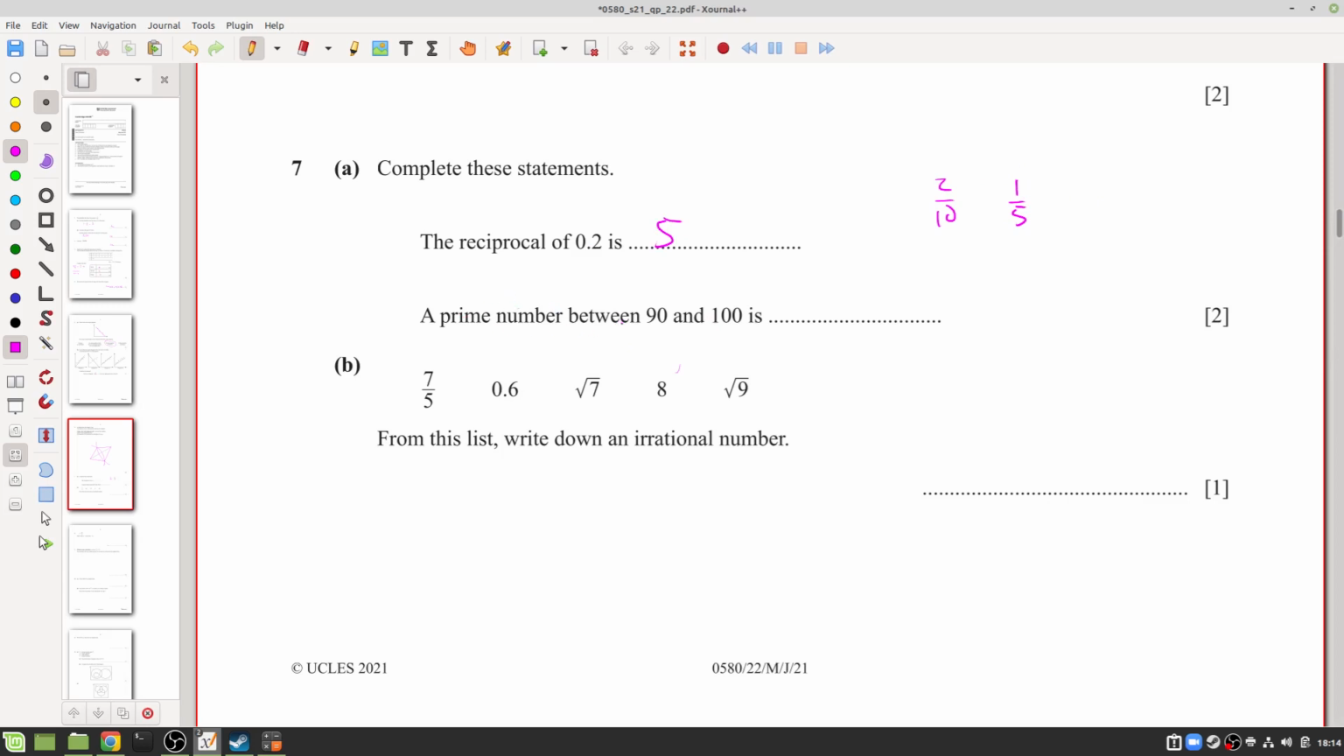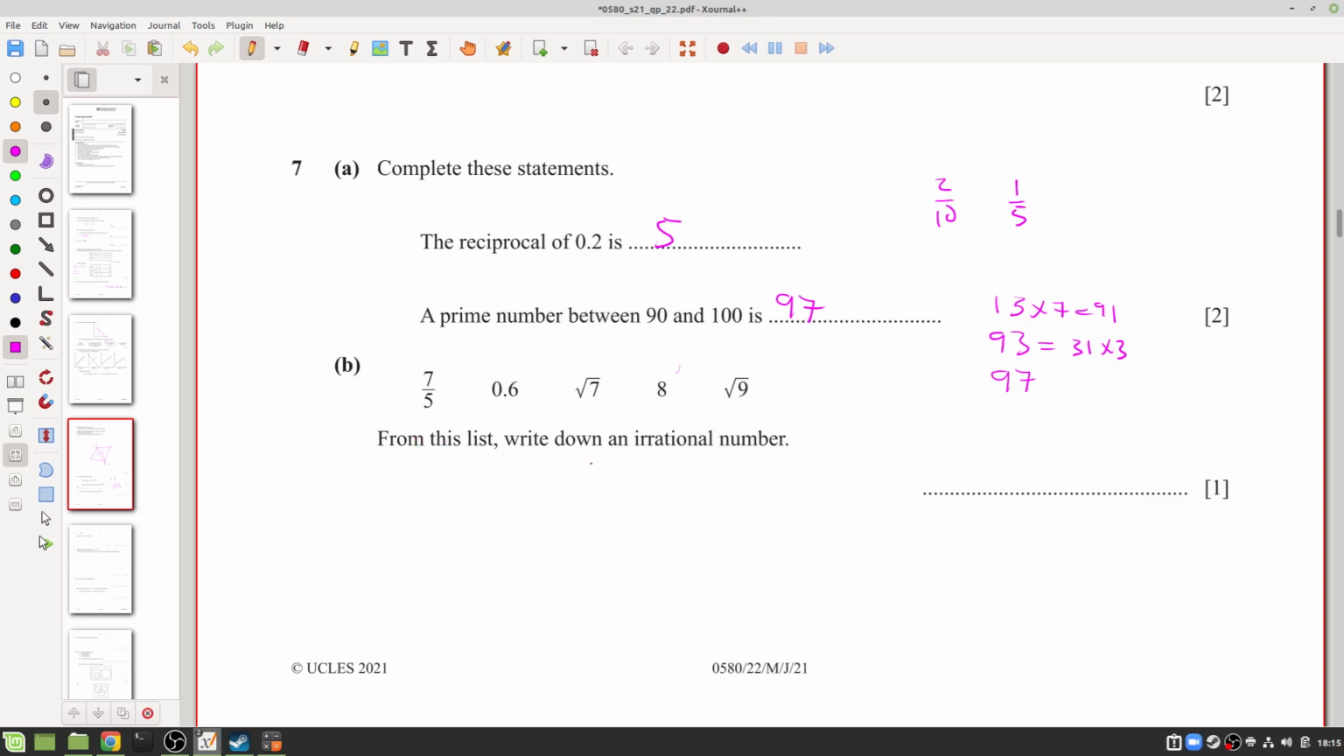Okay, prime number between 90 and 100. Okay, so let's think about 91. 91 could be 17 times 3, right? Not 17 or 3, 13 times 7 is what I meant. 13 times 7, yeah, that's equal to 91. So it's not 91. 92 is an even number, that doesn't work. 93, that could be 31 times 3, so that doesn't work. 94 even, 95 doesn't work, it can be divided by 5. 96 is even. 97 does work. Okay, so 97 is a prime number between 90 and 100.